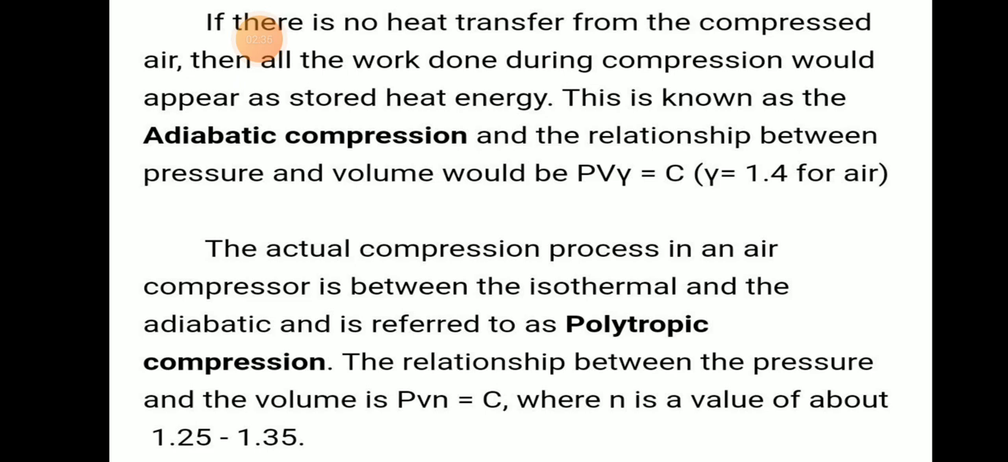The actual compression process in an air compressor is between the isothermal and adiabatic, and it is referred to as polytropic compression. The relation between pressure and volume is PV^n equal to a constant, where n has a value between 1.25 and 1.35.